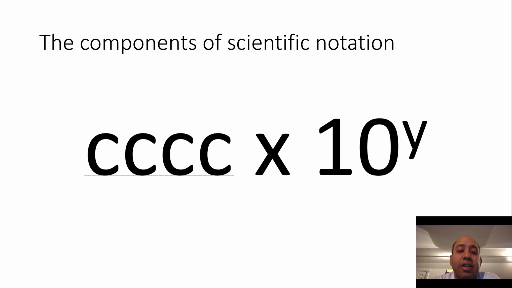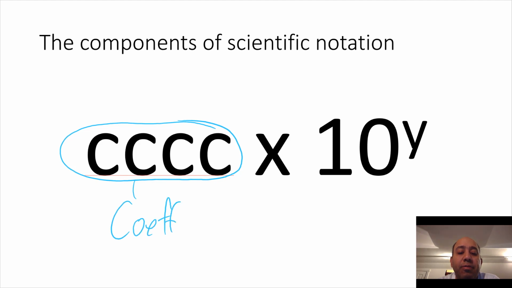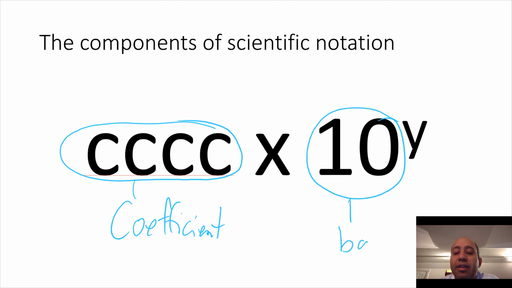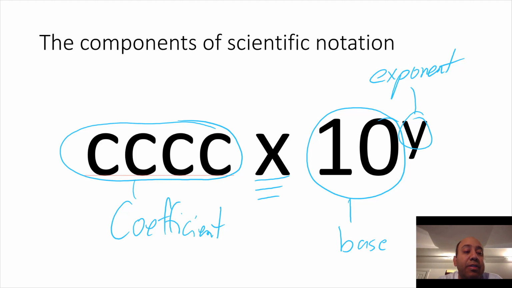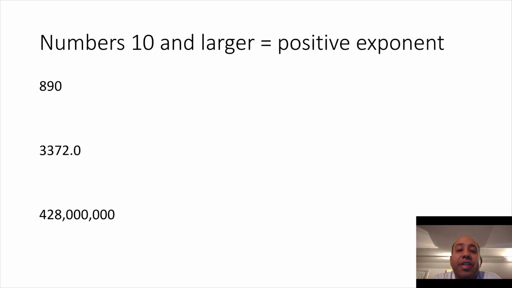all those zeros. So, there are three components to scientific notation, and the first part is I'm circling here, and that's called the coefficient. The second part is the base, and it's always 10. And the third part is called the exponent, which is symbolized with a y here. I didn't use an x because there's always a times in the middle. Let's learn about scientific notation here.